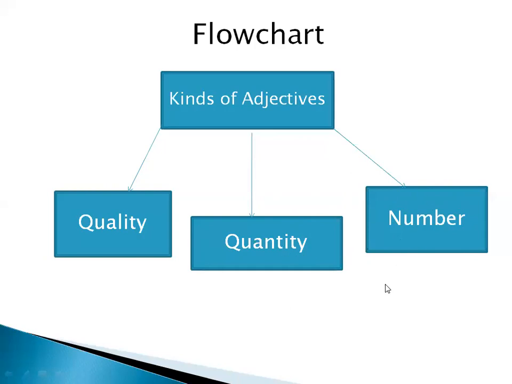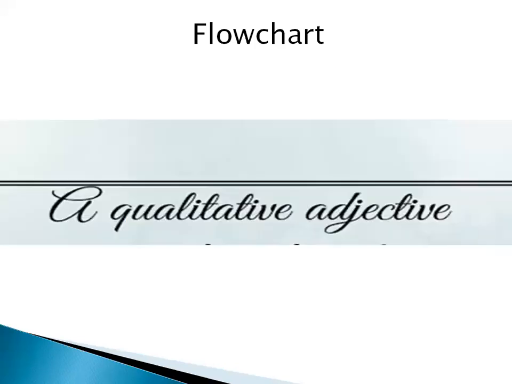And in number, you will use 102, 5, 2, whether you are writing in digits or in words. It can be numbers, like 37 students in the class. So this is called the adjective of number. So this is the flowchart.